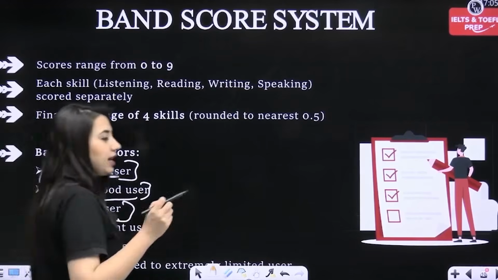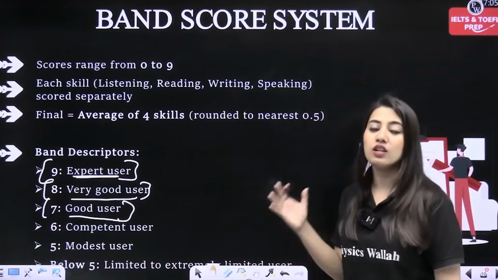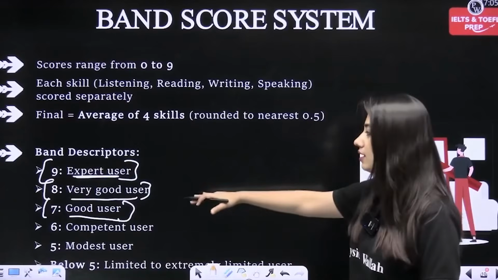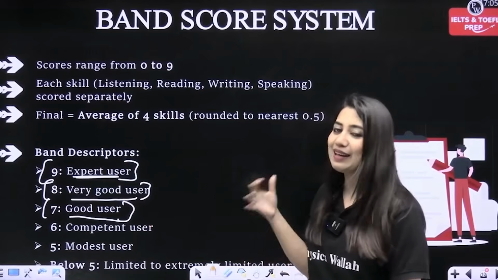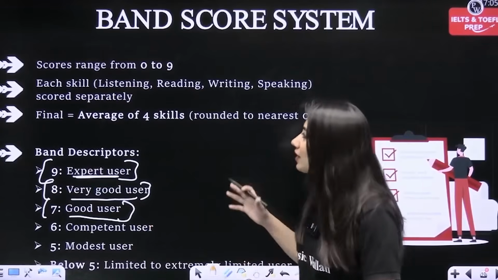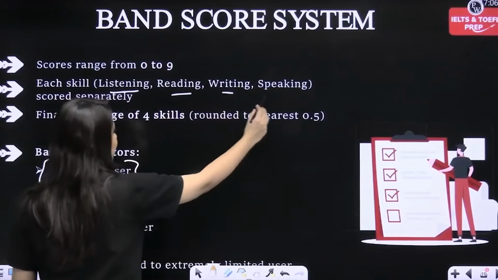I personally suggest that you try to have the 7 band as your minimum criteria. In your mock tests also you should try to get this. This 7 band is still considered to be a good band, and more than that, of course. So yes, each skill is out of 9 bands, be it listening, reading, writing, or speaking.